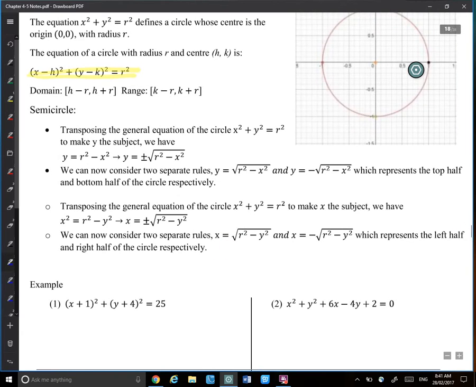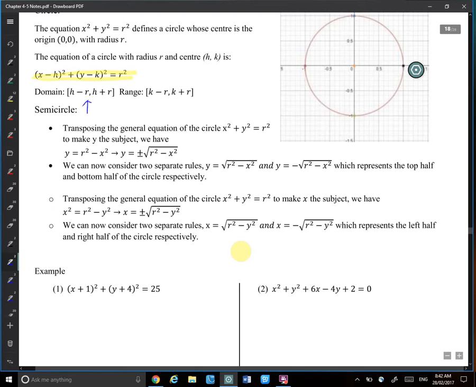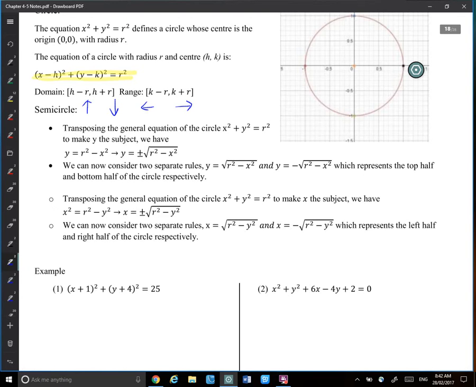Okay, so semicircles. How do we look at semicircles? We have 4 semicircles: top, bottom, left, and right semicircles. Okay, 4 parts. So for transposing the general equation, let's look at this one.